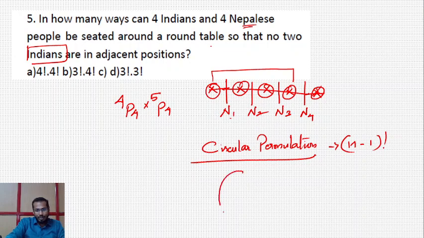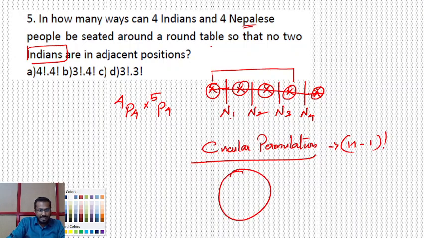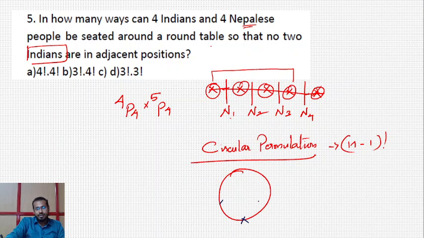Okay, so again, now we take a round table. First we are going to seat the Nepalis first, as usual. There are 4 Nepalis, right? So 1, 2, 3, 4. I am going to seat the 4 Nepalis first. But what is the formula? N minus 1. So 4 minus 1 factorial, which is 3 factorial. So I plotted all the 4 Nepalis first.